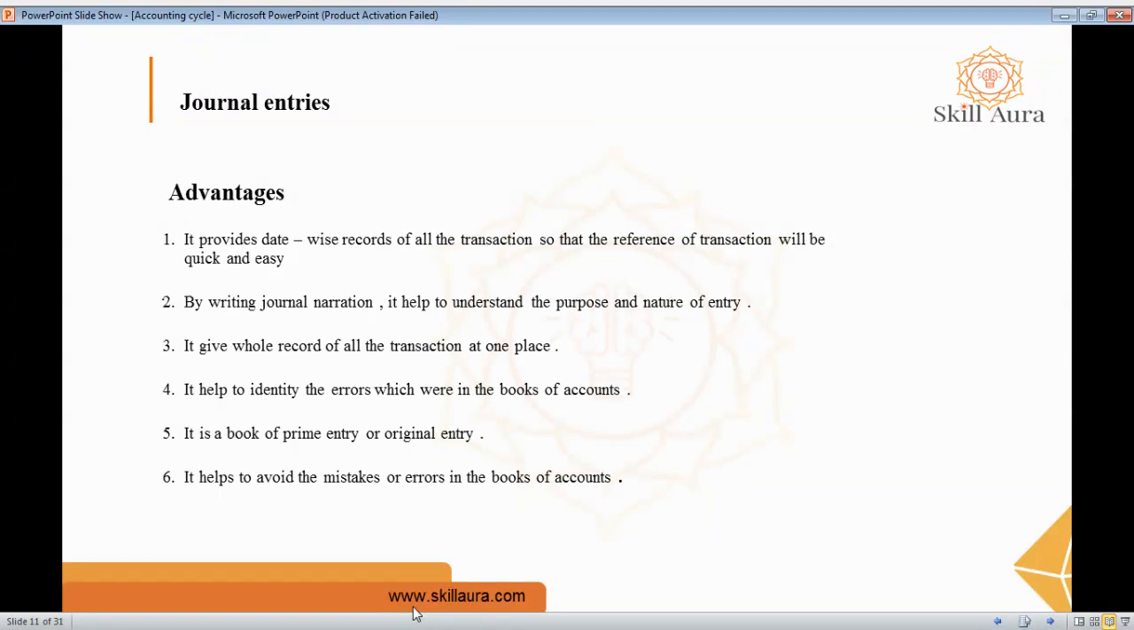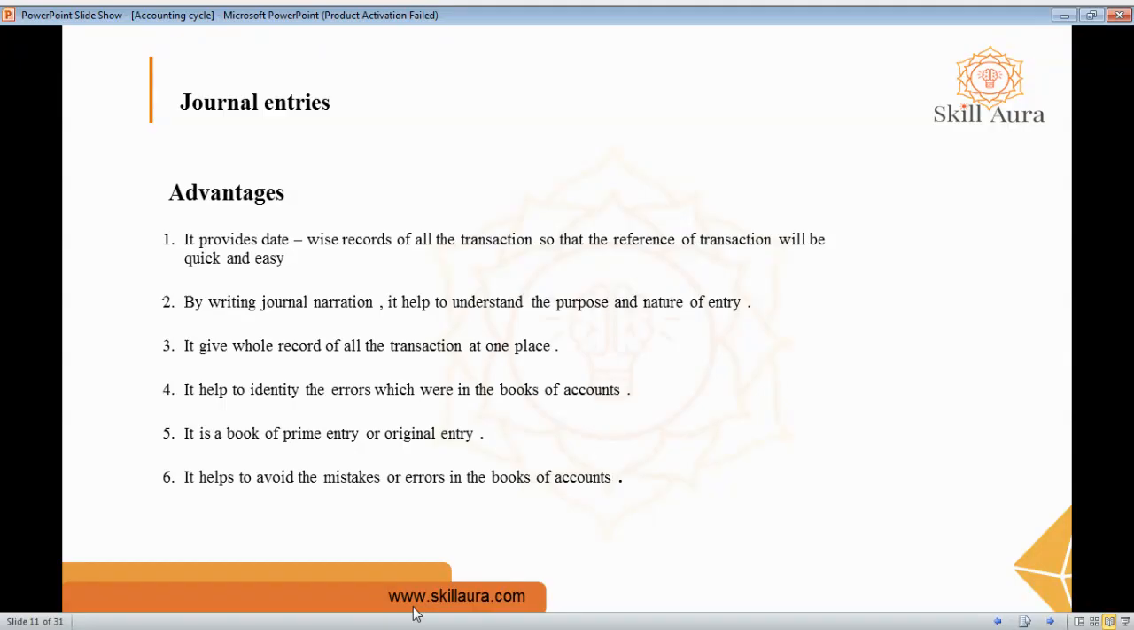Here we'll learn the advantages of a journal entry. The first one is that it provides date-wise records of all the transactions, so referring to a transaction will be quick and easy. When the date is given, it is easy for us to refer to the transaction by analyzing the date. By writing the journal narration, it helps us understand the purpose and the nature of the entry. In the journal entry, it is very important to write the narration.